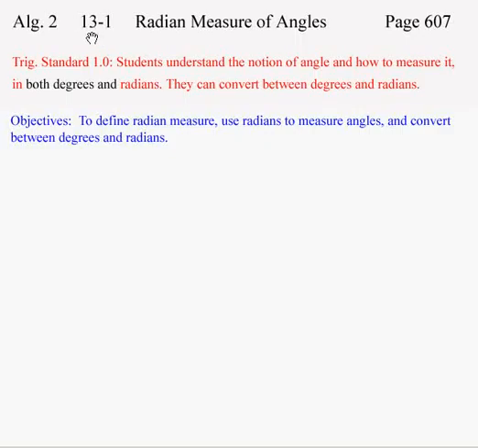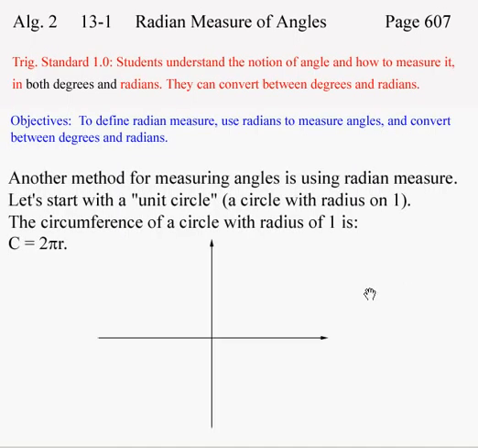In Chapter 13, Section 1, we're going to learn to measure angles in a new way. This is part of the California State Trigonometry Standards 1: what an angle is, how to measure it in degrees, which we're already familiar with, and today, how to measure it in a unit of measure called radians. Also, we need to learn how to convert back and forth between degrees and radians. So that's our goal today, to understand how we came up with a radian measure, how to use radians to measure angles, and how to convert back and forth between radians and degrees.